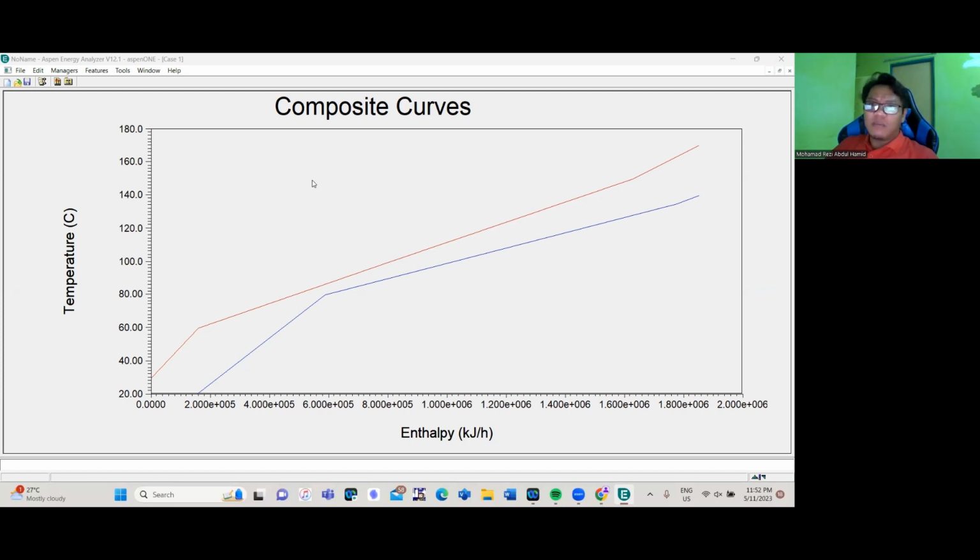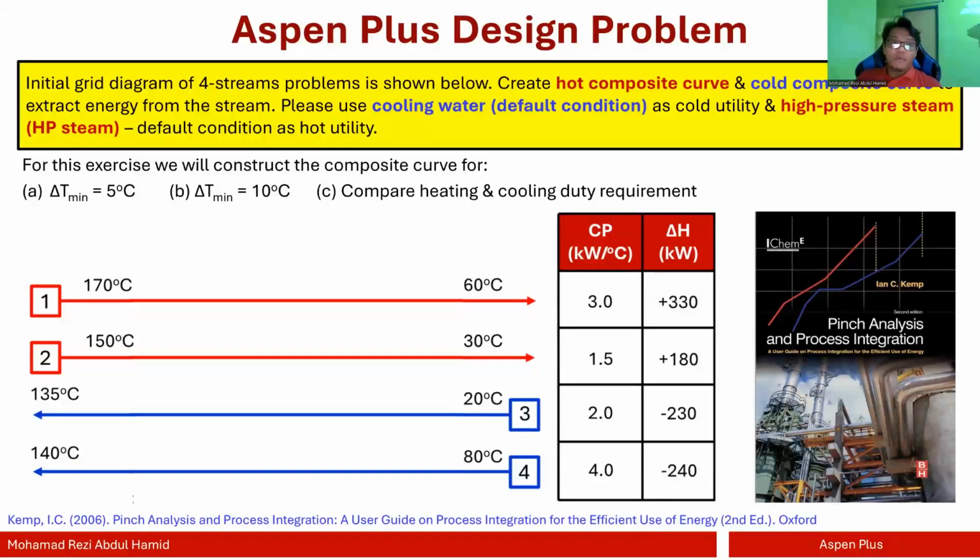All right, I'm not going to analyze them here because I already have everything in my Aspen Plus. No, sorry, let's go back to my PowerPoint presentation. All right, everyone, as you can see, this is our Aspen design problem. I think we have covered all. The only thing that we need to analyze is our composite curve result. We have created a composite curve using a delta T minimum of 5 degrees and 10 degrees, and what we need to do is compare the heating and cooling duty requirements. So let's check out our result.